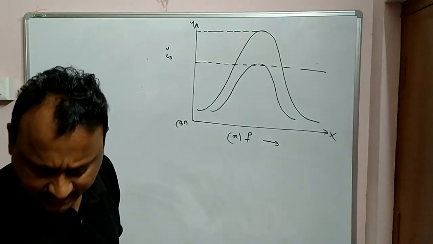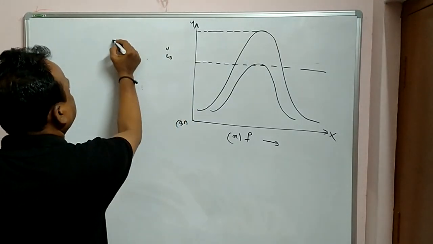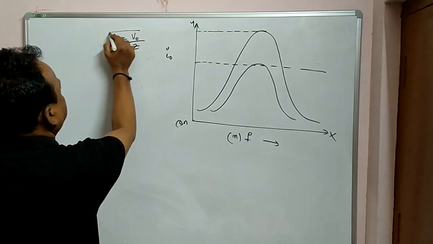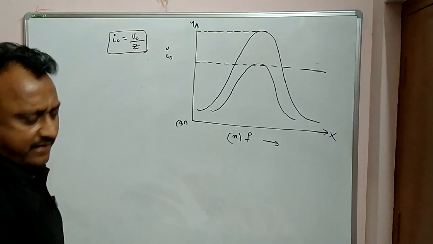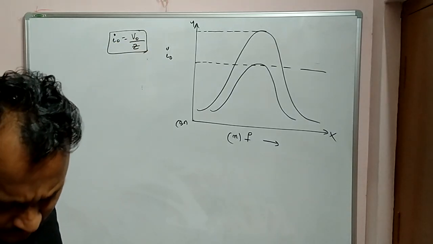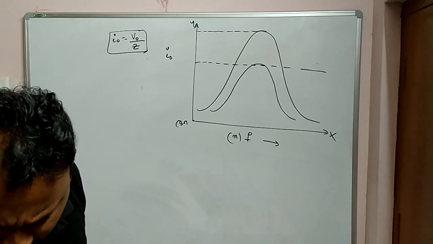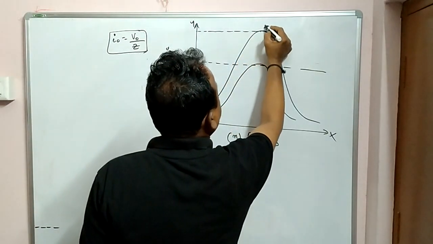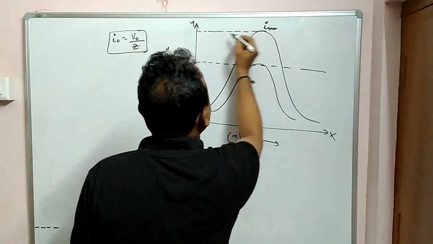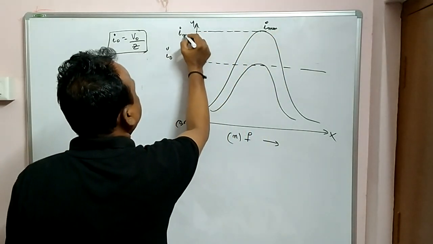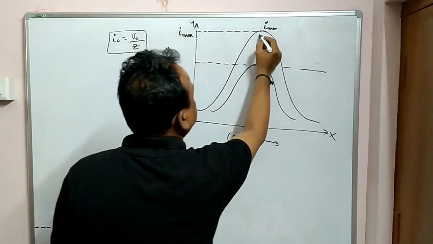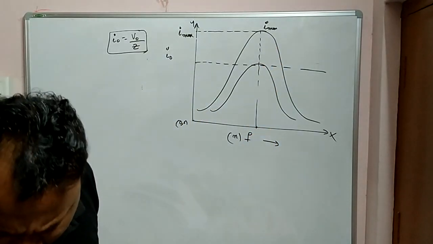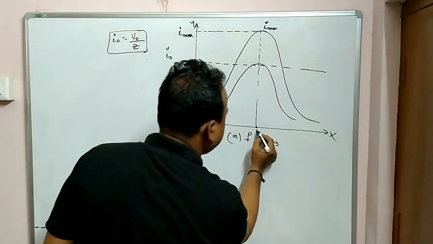Current versus frequency here. So here I naught, I naught is equal to V naught by Z, impedance. Peak value of current is equal to V naught by Z impedance. So this is the maximum value, I maximum. This value is called I maximum, the peak value. And for that, the maximum frequency is F naught.